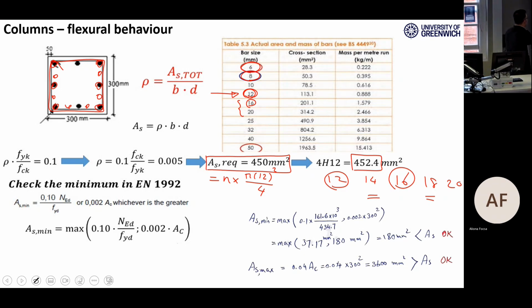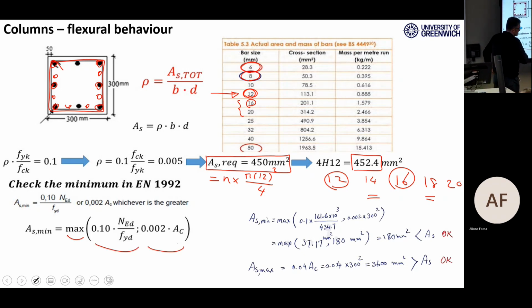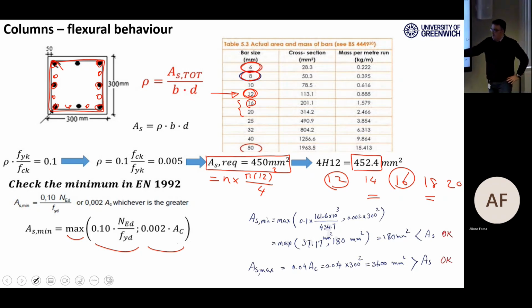For the Eurocode, you have the minimum as this one. The minimum is the maximum value of these two values. Okay, and it is the axial force, fyd, you had it, and Ac is the area of your section. Okay, so I want to check it. I'm writing this formula here. As,min means the minimum reinforcement you need. You should not be less than that.